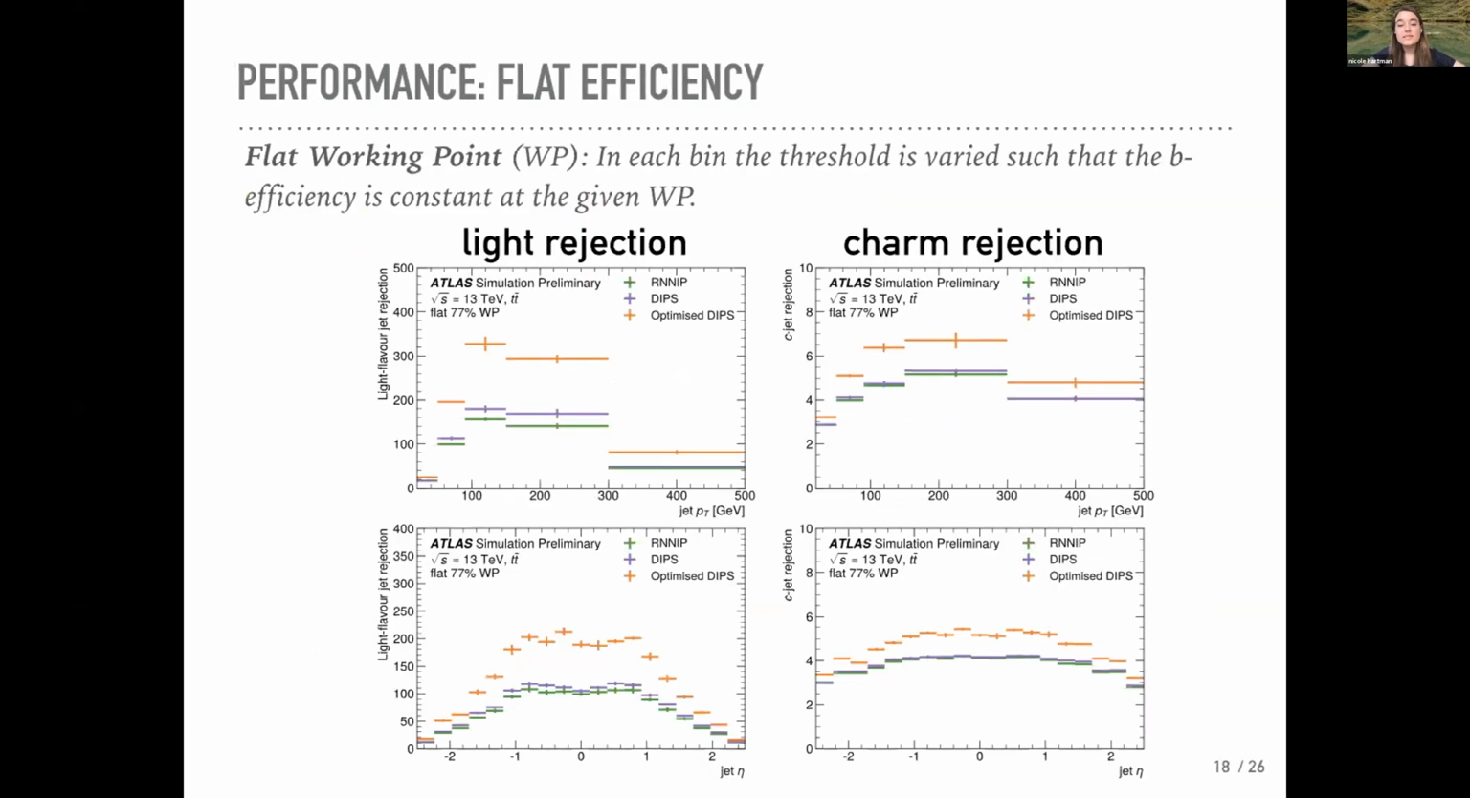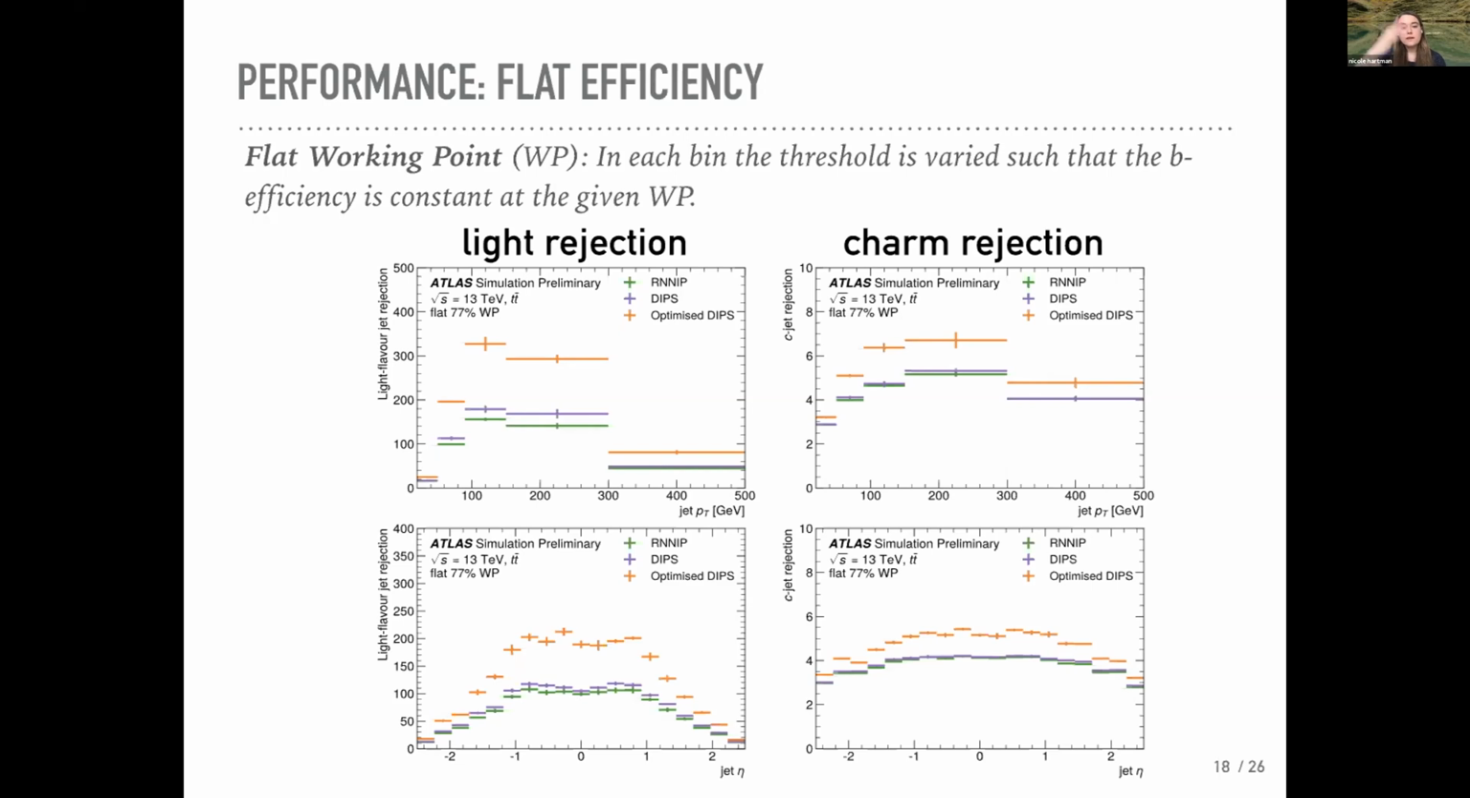The last slide in this section is looking into how the overall performance breaks down into different topological regions. Namely, looking into if you define a flat working point in each bin, how the rejections evolve. So what this means is that in each either PT or eta bin, we vary the threshold such that we fix the B-jet efficiency to be constant at a given working point. For these plots, it's chosen to be the 77% working point, and then we look at the evolution of the rejection.